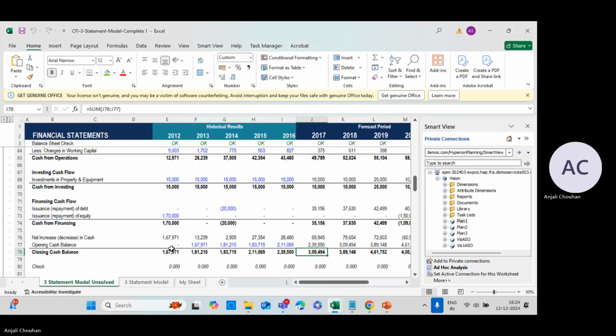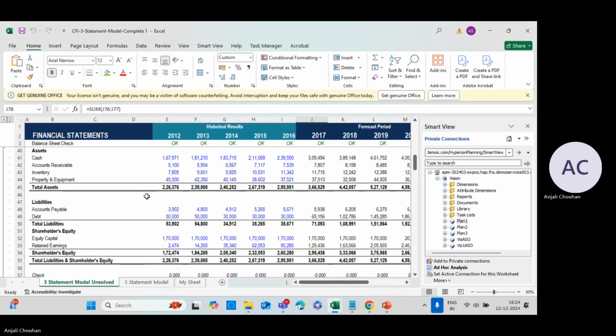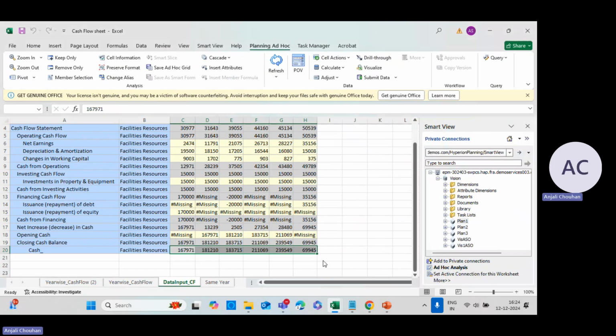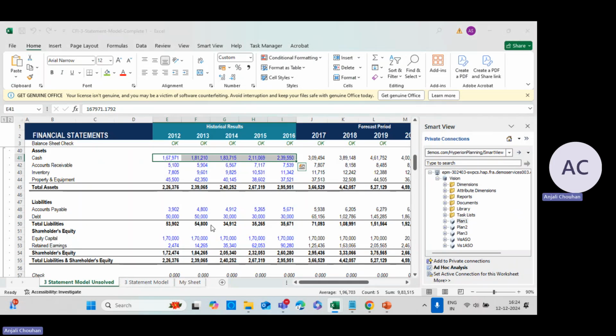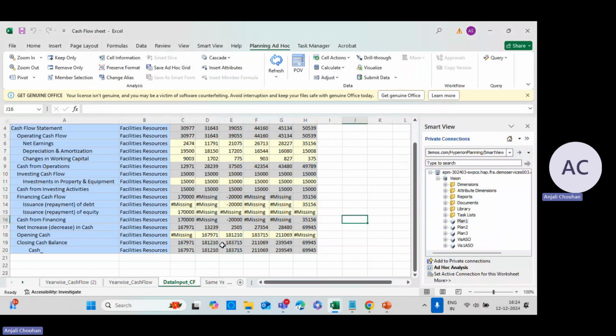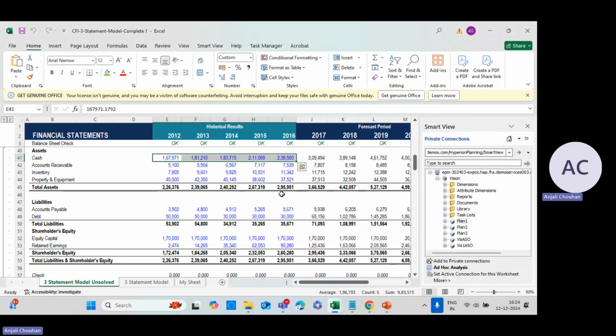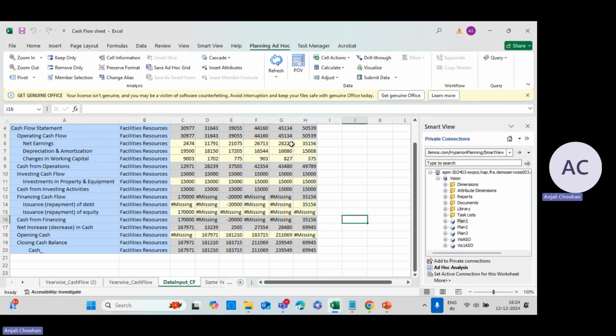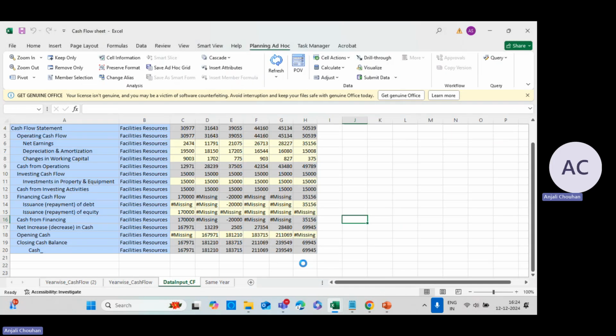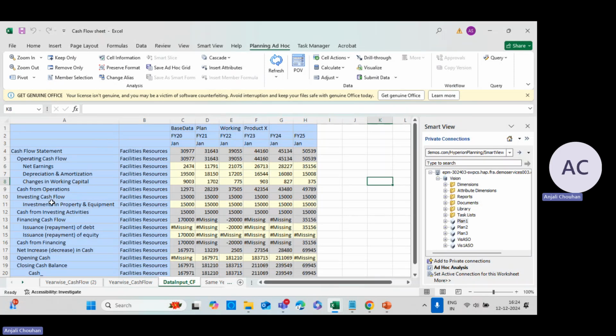See. These figures should be visible here. 167,971, 181,210, 183,715, 211,069. From here I need to match, or maybe the last figure is 239,550. So in this way you can create your own cash flow statement by using the member formulas, or simultaneously you can go with the business rules as well. The main thing is the drivers you take should be correctly calculated in the member formula, or the functions you use here should also be correct, then you can get the result.